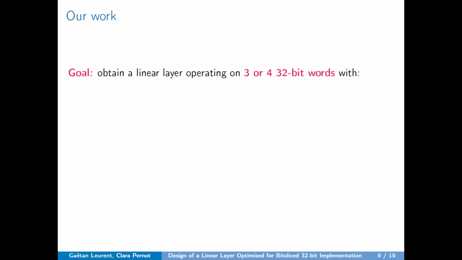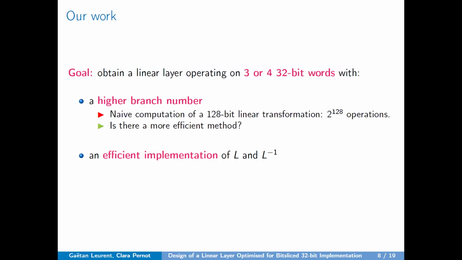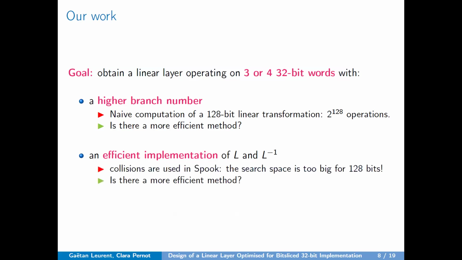So our goal was to propose a linear layer over 3 or 4 32-bit words. But we have 2 things to solve. First is how to compute the branch number of the linear transformation, because if we do that naively, it will require 2 to the 128 operations, so it's infeasible. And secondly, how can we find an efficient implementation of both the LBox and its inverse?